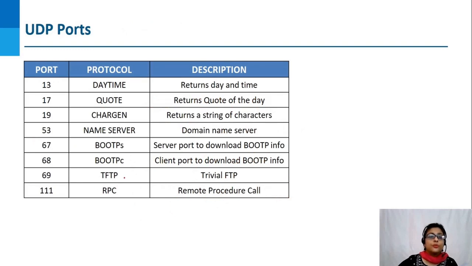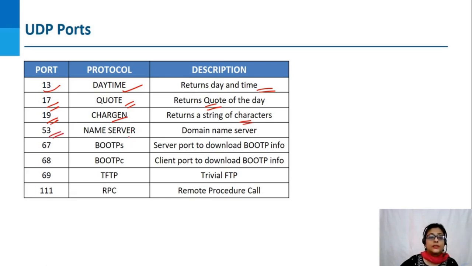Some of the famous UDP ports are given here. Port number 13 is the daytime protocol, and it returns the day and time. The client makes a request and the server returns the day and time by running this process. Port number 17 gives the quote protocol. It returns the quote of the day from the server. Port number 19 is chargen. It returns a string of characters as requested by the client to the server.